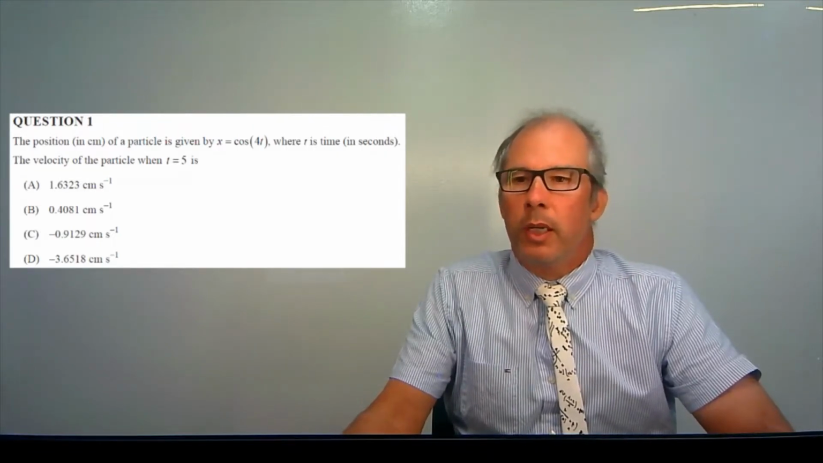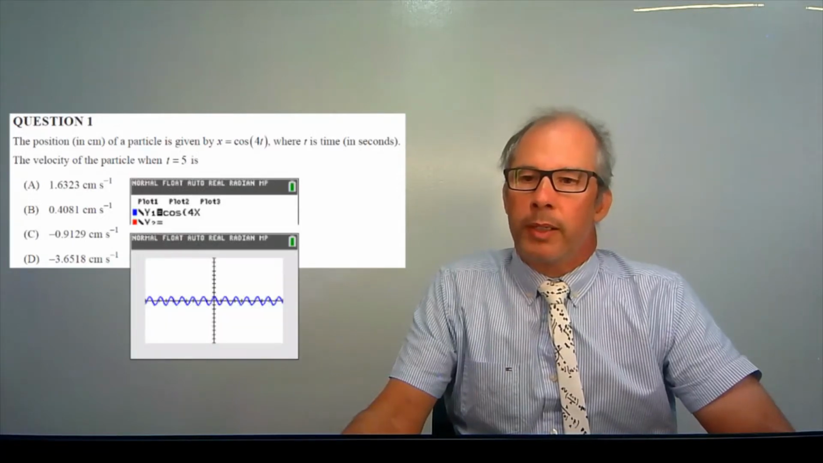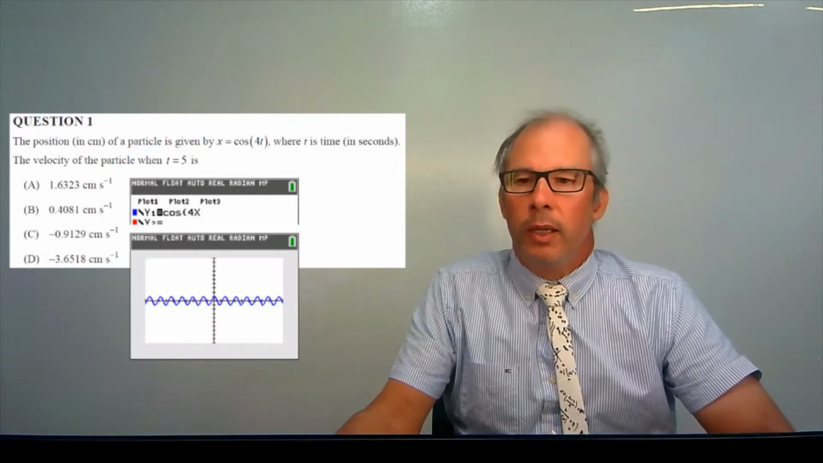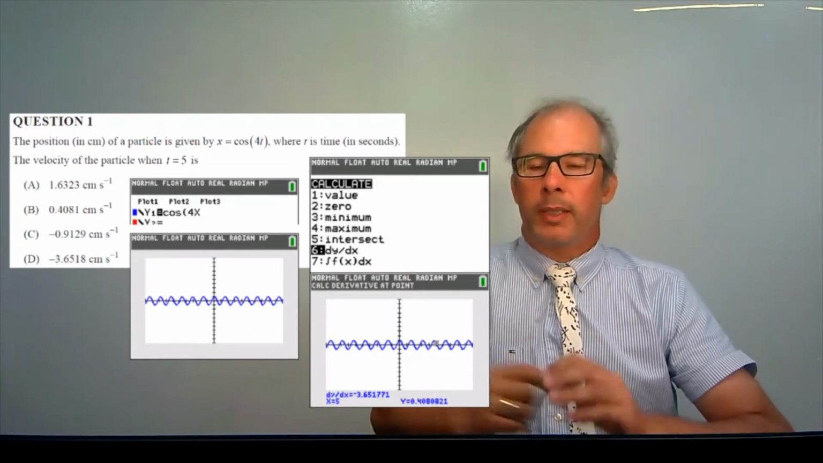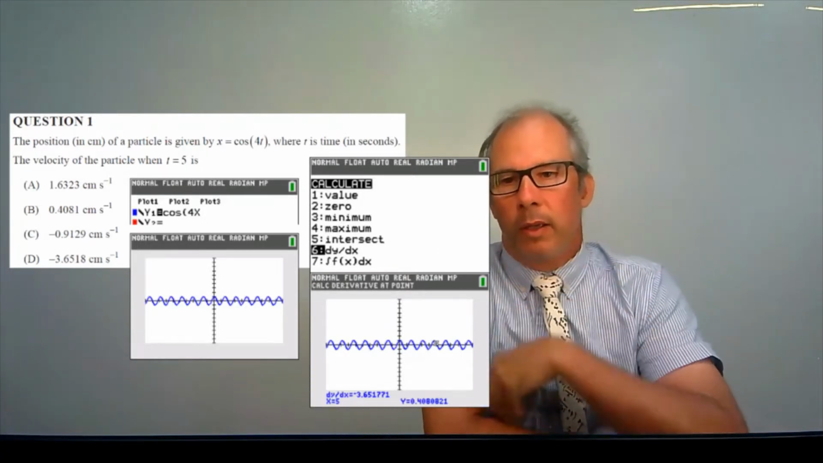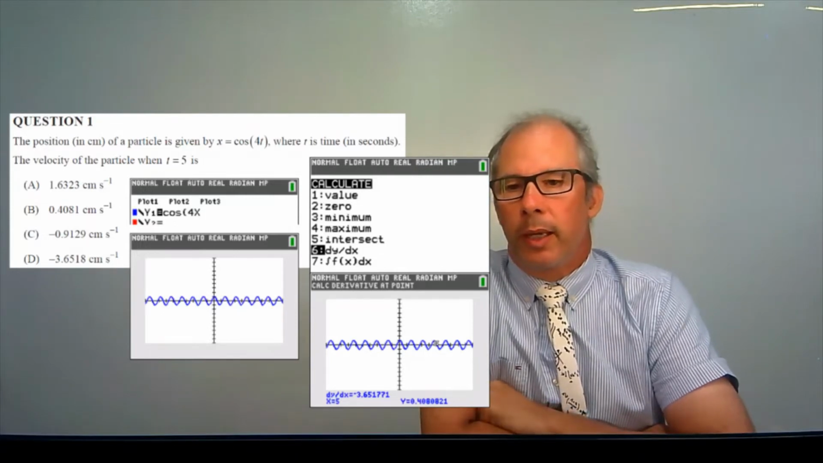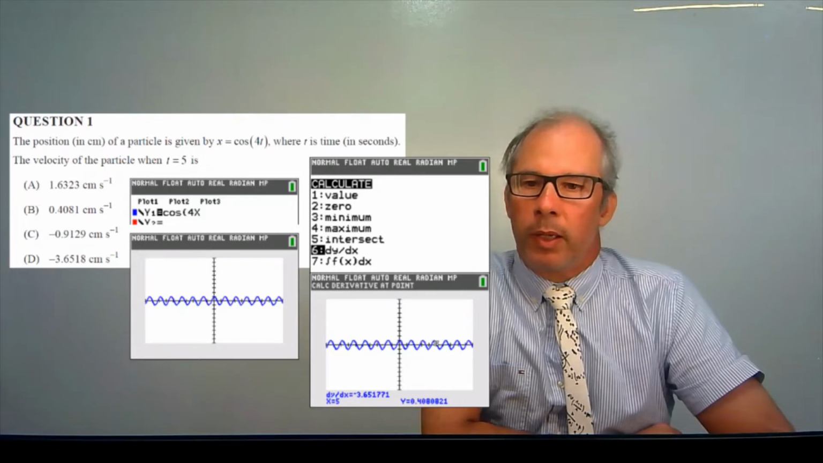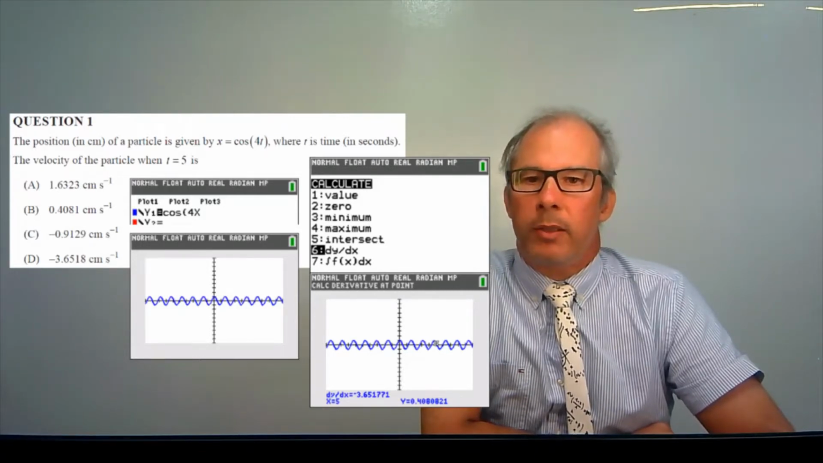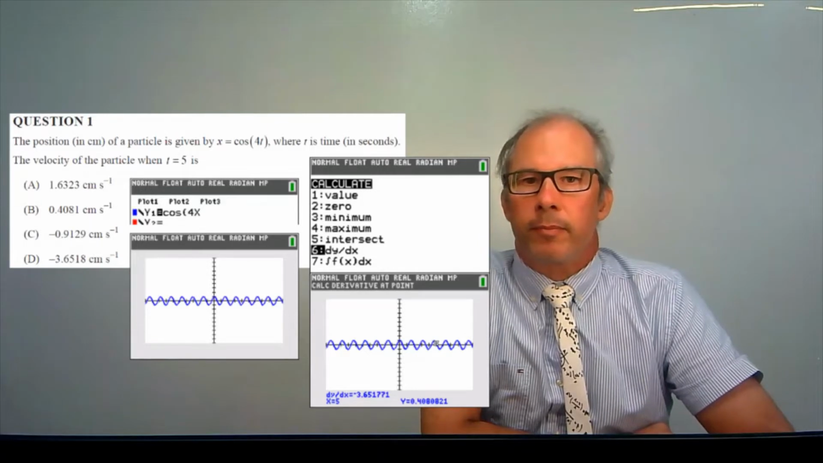So my approach to this one is to sketch the function first of all, and then use my derivative on my TI-84, that's second calc 6, to find dy/dx. Type in 5 when x equals 5, and the answer should appear, negative 3.6518, which is answer D.